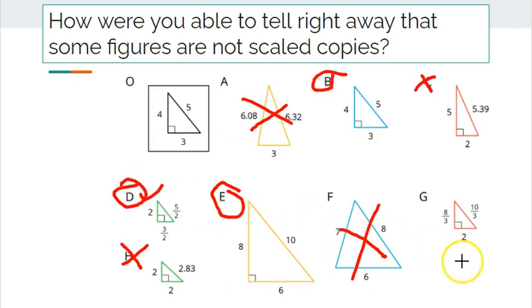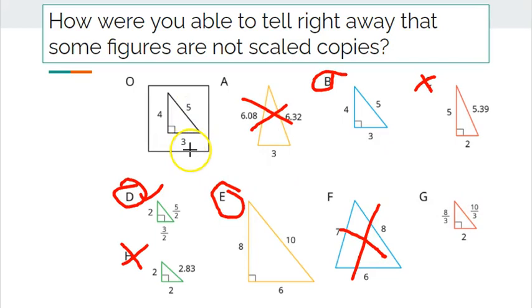Okay. Let's see, what about G? Well, we have 8 thirds, we have 2, and we have 10 thirds. Is that going to work with any of this? Kind of looks like we're taking whatever is here and multiplying it by 2 thirds. Yeah, because 4 times 2 thirds would give us 8 thirds, right? 5 times 2 thirds would give us 10 thirds.